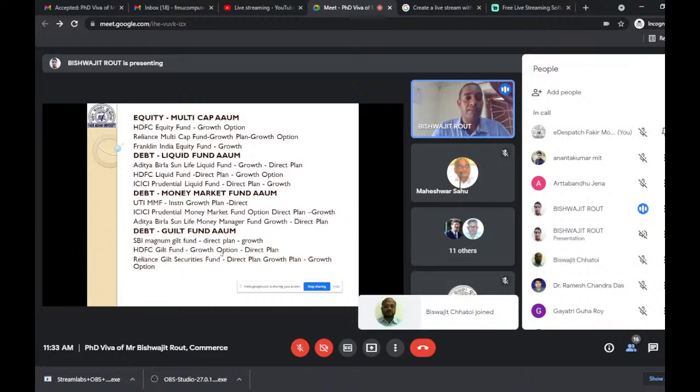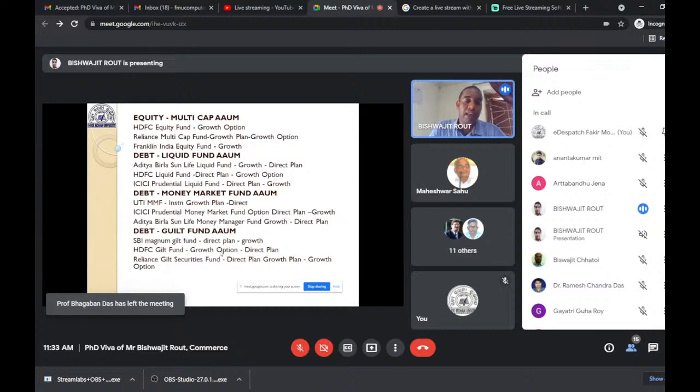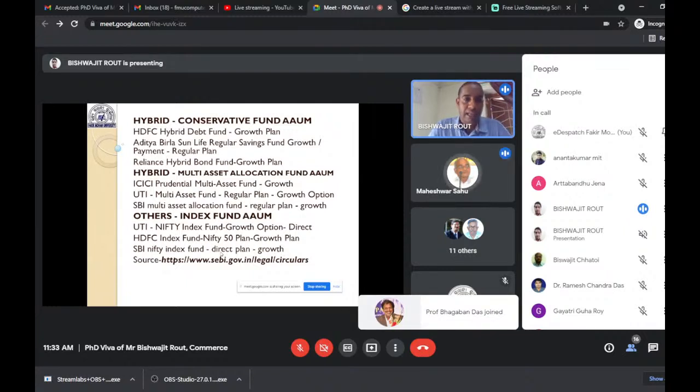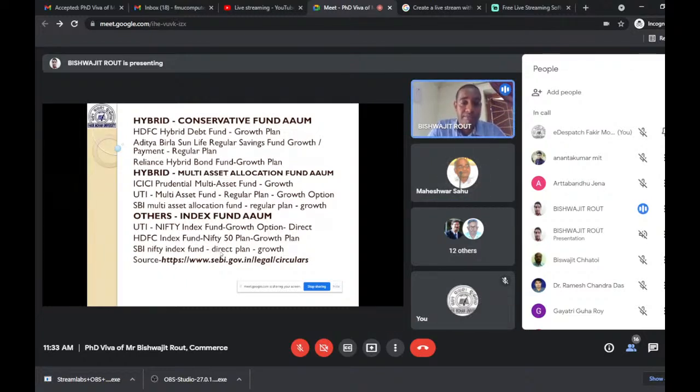In debt fund, that is Aditya Birla Sun Life Fund, HDFC Liquidity Fund, ICICI Prudential Liquidity Fund. In money market fund, that is UTI MMF, the ICICI Prudential Money Market Fund, and Aditya Birla Sun Life Money Manager Fund. In the gilt fund, that is SBI Magnum Gilt Fund, HDFC Gilt Fund, Reliance Gilt Fund. In hybrid conservative fund, that is HDFC Hybrid Debt Fund, Aditya Birla Sun Life Regular, then Reliance Hybrid Bond. Then in multi-asset allocation, that is ICICI, UTI Multi-Asset, SBI Multi-Asset, and in index fund, that is Nifty Index, UTI Nifty Index, HDFC Index, and SBI Nifty Index. So these are the sample companies.